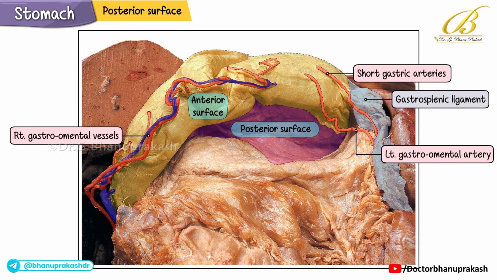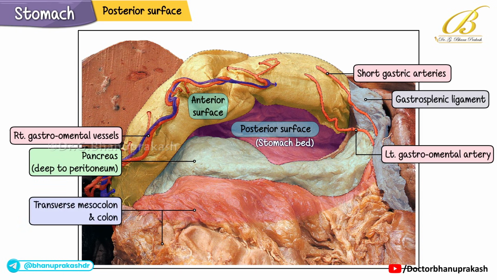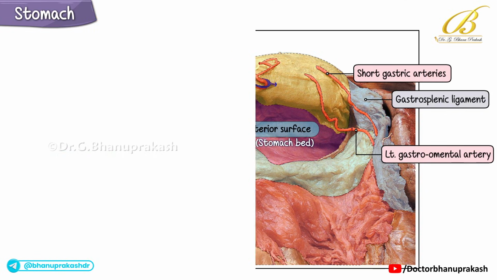The image also highlights the posterior surface of the stomach and the region known as the stomach bed. Lying deep to the peritoneum, the pancreas forms the main structure of this stomach bed. In the lower part of the image, the transverse mesocolon and the transverse colon can also be identified, showing the close relationship between the stomach and these surrounding structures.